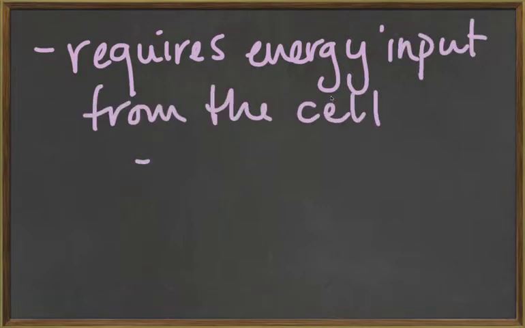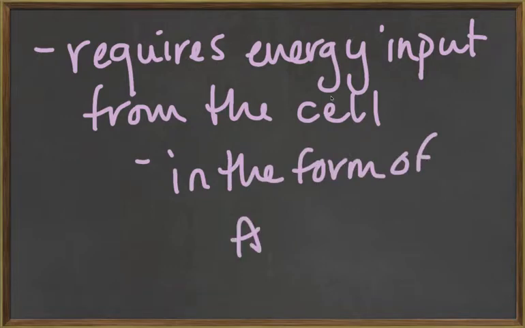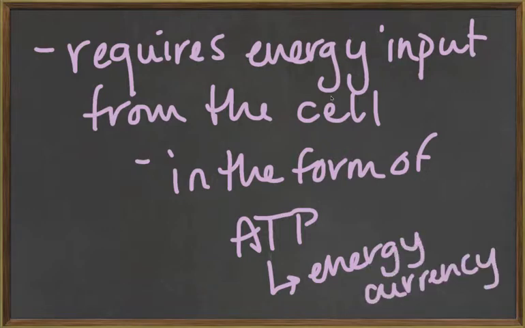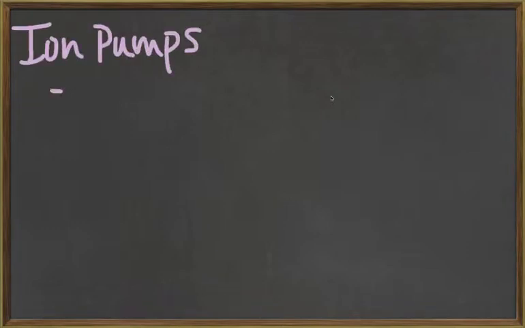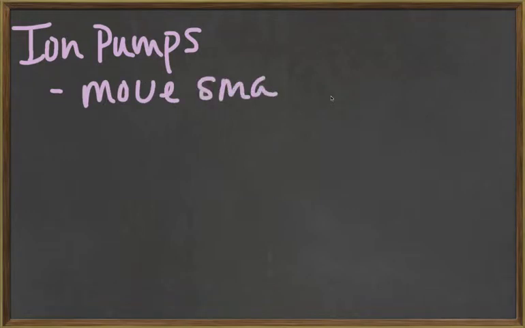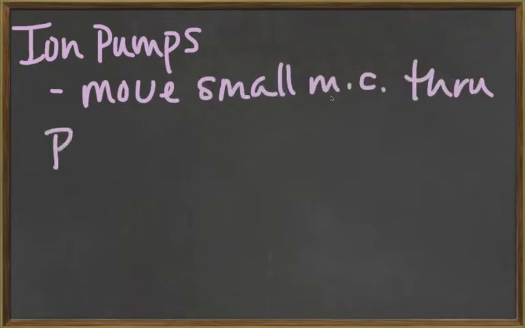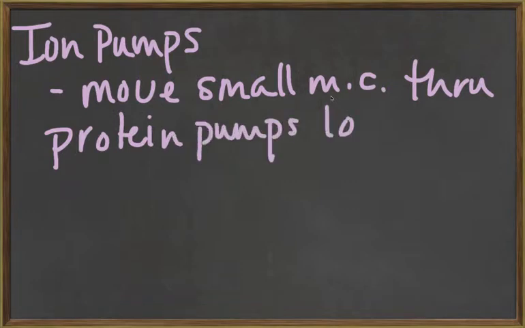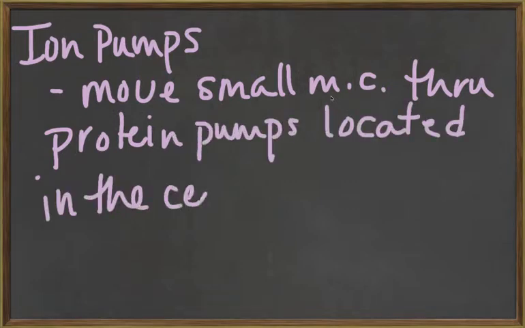So this type also requires energy input from the cell. And this energy is going to be in the form of ATP. This is your energy currency. Adenosine triphosphate. That is the energy currency of any cell that you could ever talk about. It's a very, very important molecule, but that's how it's going to be input. One type of active transport are called ion pumps. Ion pumps move small molecules through protein pumps located in the cell membrane.